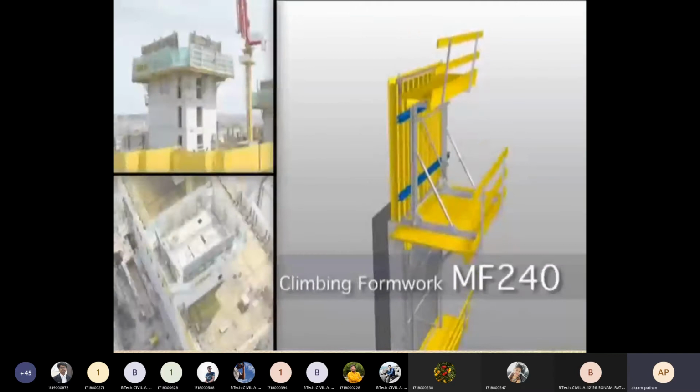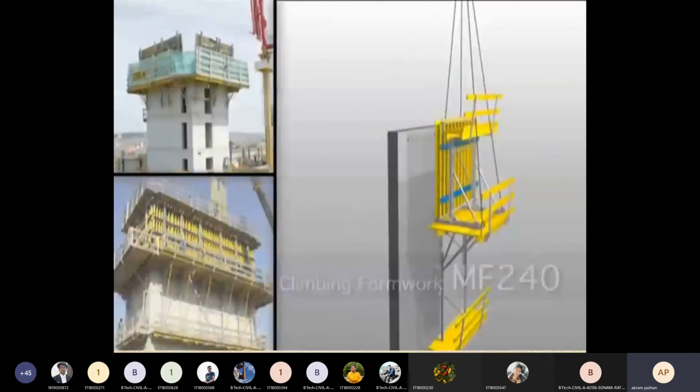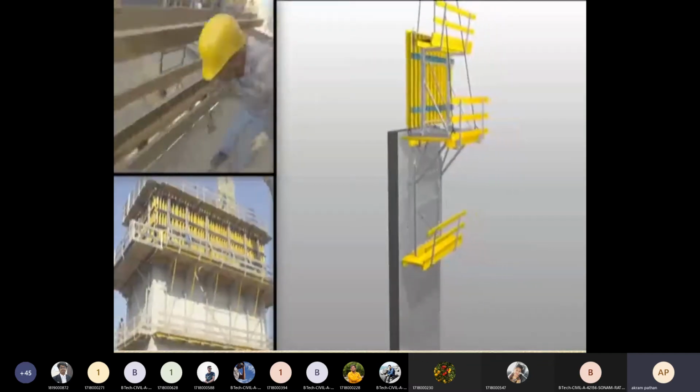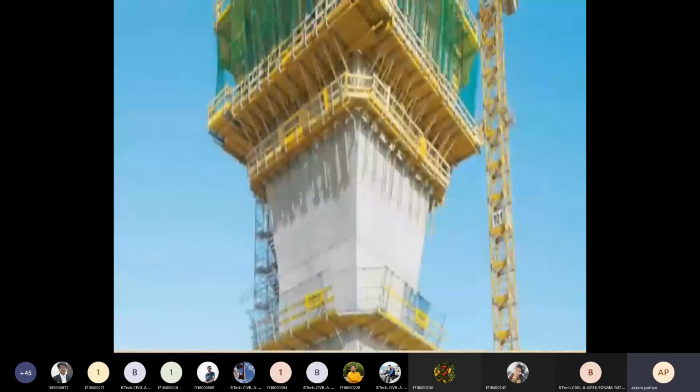With the Doka climbing formwork MF240, for example, it's very easy to set up and can be quickly lifted and reset by crane. And it's highly flexible, so it can be perfectly adapted to any structure.